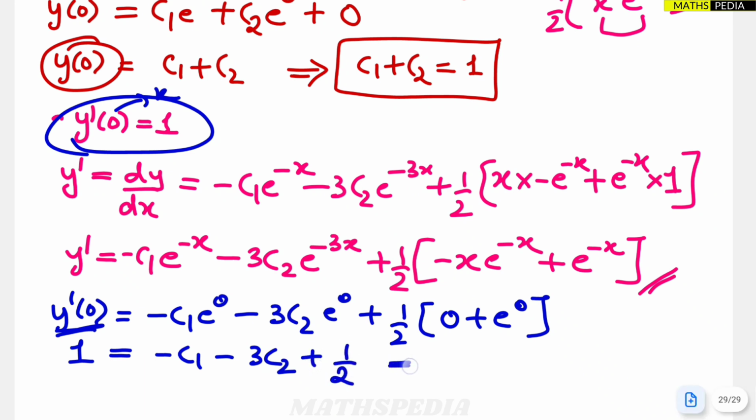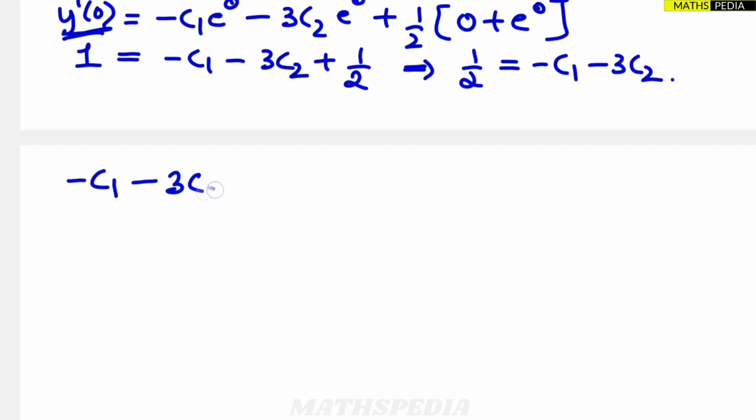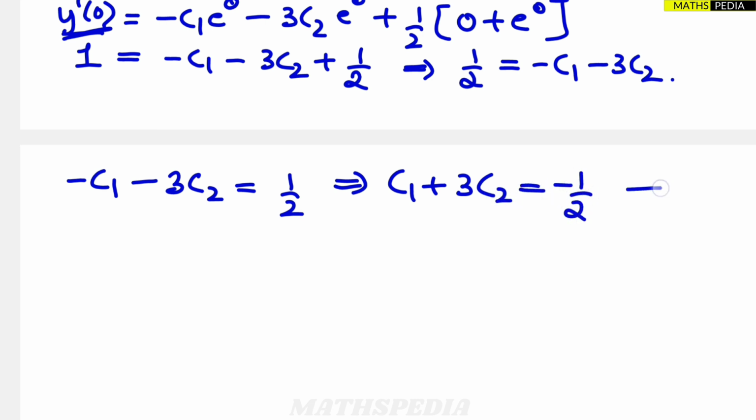So this can be further simplified as 1 by 2 you send there. So it will be 1 minus 1 by 2 is 1 by 2. So 1 by 2 is equal to minus c1 minus 3c2. Minus c1 minus 3c2 is equal to 1 by 2. Multiply with minus sign, so this equation will become c1 plus 3c2 is equal to minus 1 by 2. Second equation. We got two equations with the two conditions. Now we have to find C1 and C2 with these two equations. So we are going to solve the first equation and second equation.